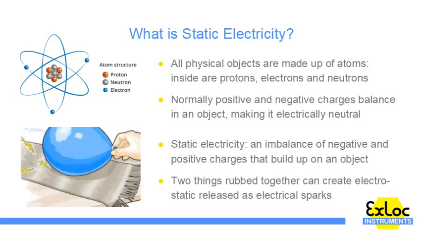Static electricity, also often referred to as electrostatic, is the result of an imbalance between negative and positive charges in an object. These charges can build up on the surface, for example, as the result of two things rubbing together, until they find a way to be released or discharged. One way for them to discharge is by jumping in the form of an electrical spark to a nearby object with less or no electrical imbalance, known as a lower electrical potential.